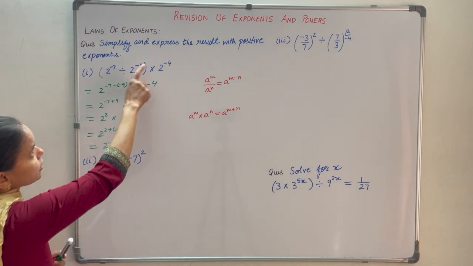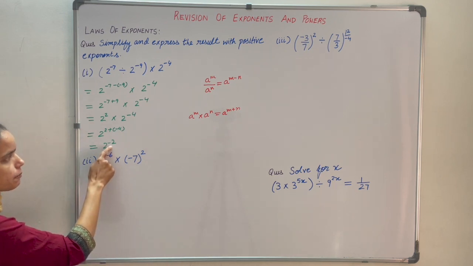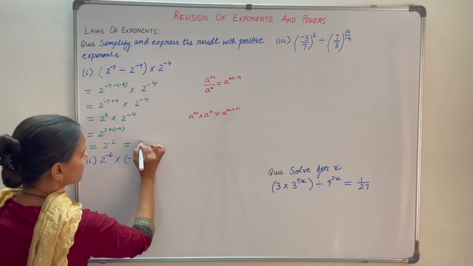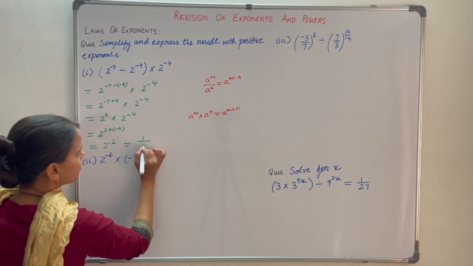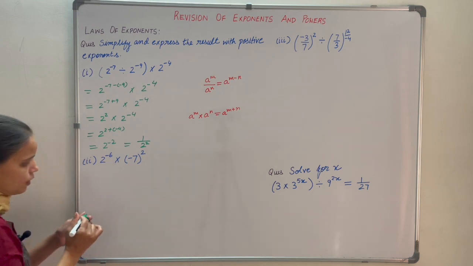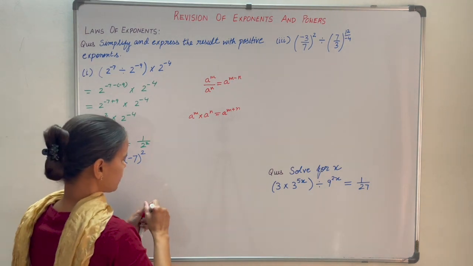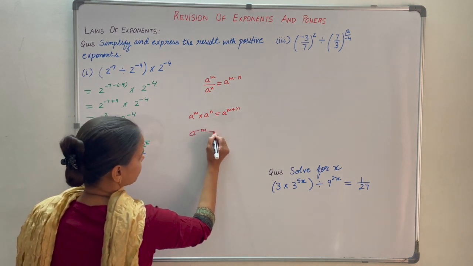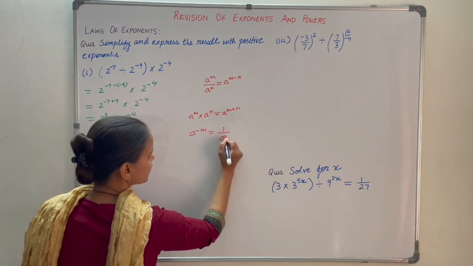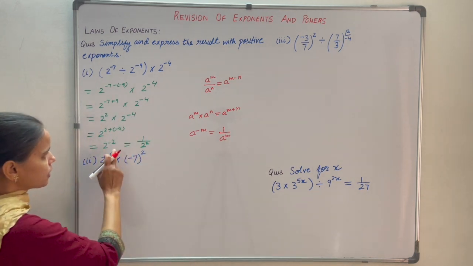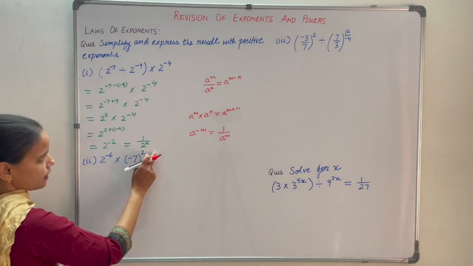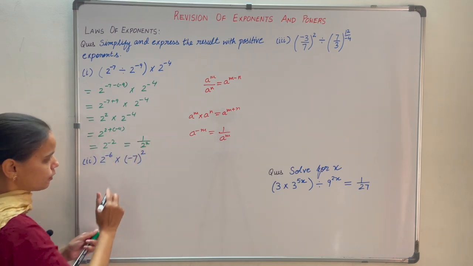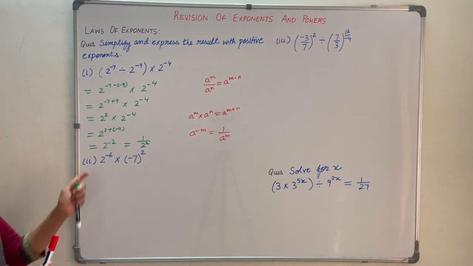So it says express the result with positive exponent. Here the exponent is negative, minus 2. That means you can take it in the denominator and you will write it as 1 upon 2 raised to the power 2. So I have used this law: a raised to the power minus m is equal to 1 upon a raised to the power m. I have used this law and rewritten like this so that the exponent becomes positive. So you have got 1 upon 2 square. That is the answer for this question.